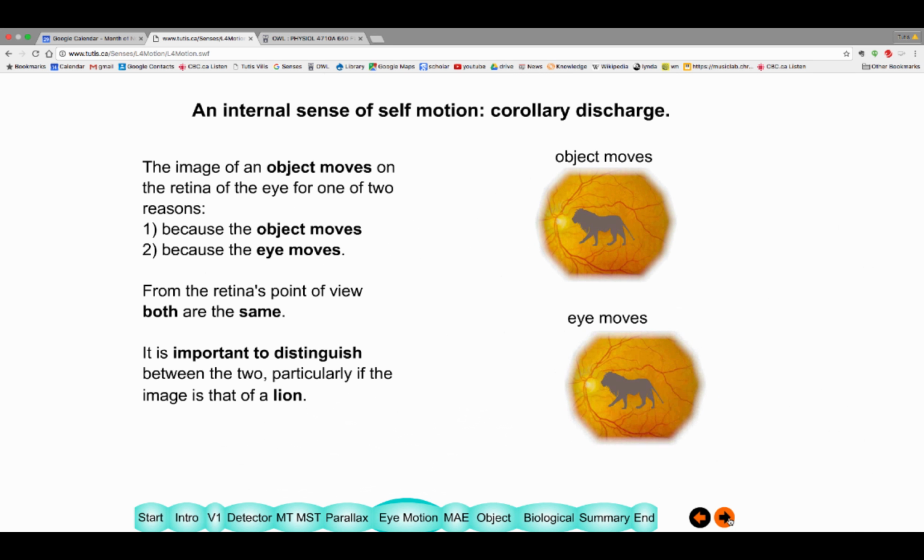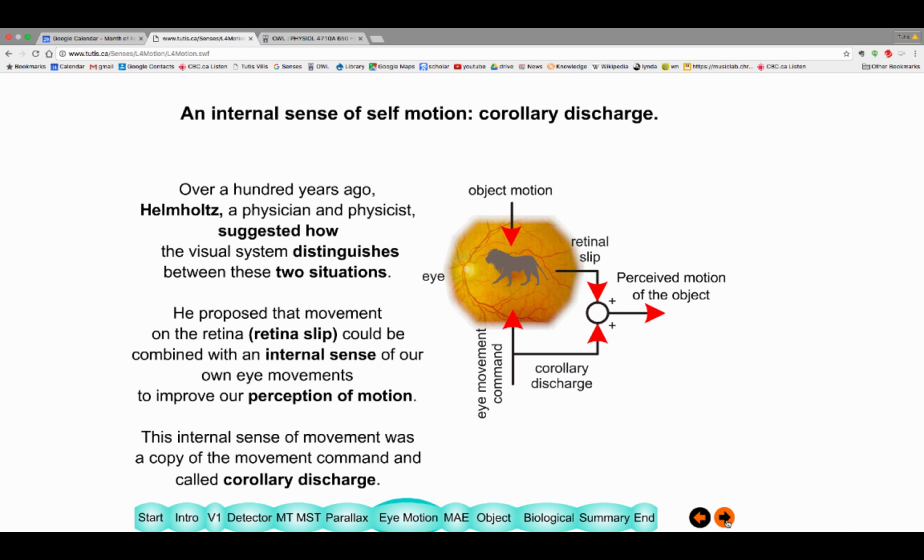Now, this being the case, how do you tell in the visual scene what's moving? If the eye tends to move and it changes what the back of the eye perceives, how do you tell? Is it the line that's moving, or is it your eye that is moving? And of course, if it's something like a lion, it's important to be able to distinguish between the two things.